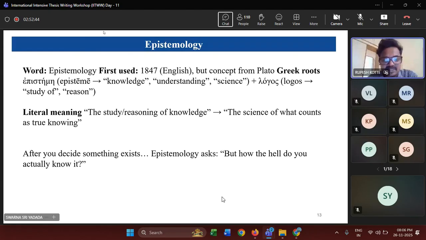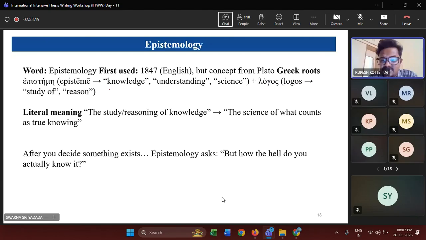So now, what is episteme or epistemology? Epistemology is nothing but the study of knowledge, how knowledge is generated. So we are studying and reasoning of knowledge is happening with epistemology. It is the science of what counts as true knowledge.